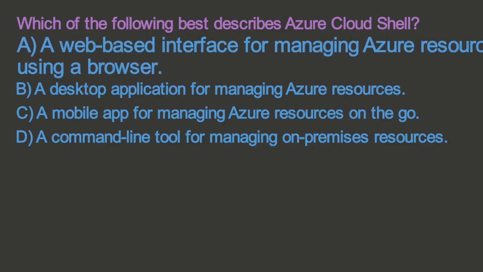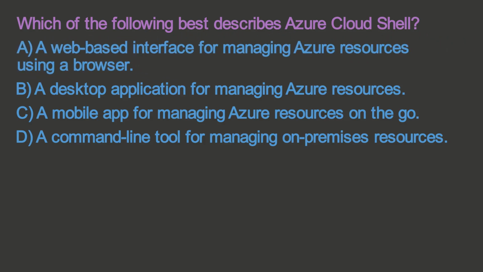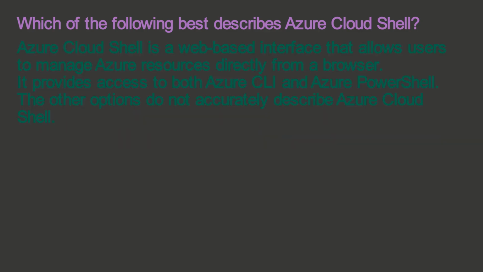The correct answer is A, a web-based interface for managing Azure resources using a browser. Azure Cloud Shell is a web-based interface that allows users to manage Azure resources directly from a browser. It provides access to both Azure CLI and Azure PowerShell. The other options do not accurately describe Azure Cloud Shell.